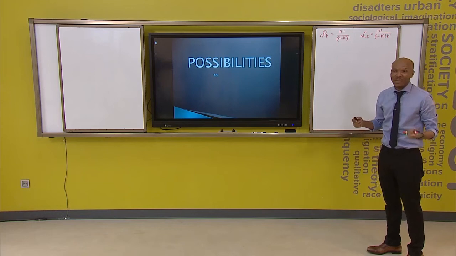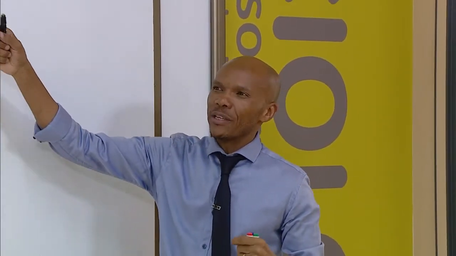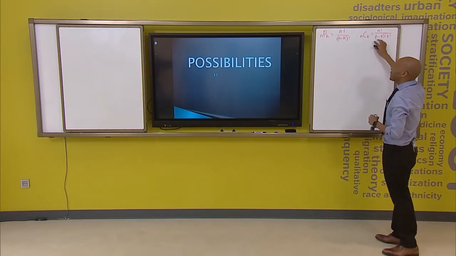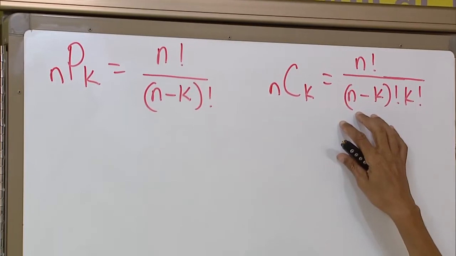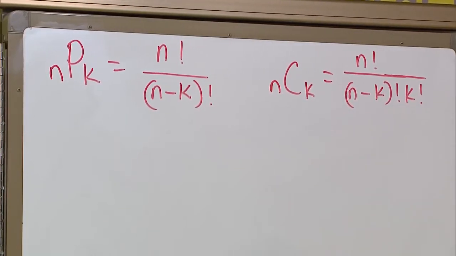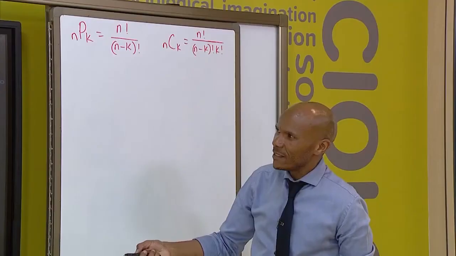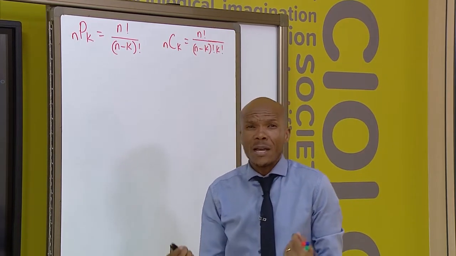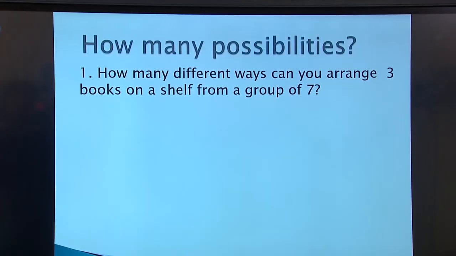So let's continue with our lesson on combinations and permutations. But remember where we ended last. We ended where we derived the formula for permutations and combinations, right? So let us have examples and see where we are going to use this. I'm sure everybody's worried about where am I going to use this. Okay?